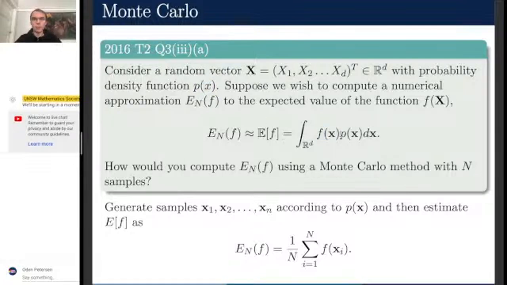I guess a concrete example would be, if we wanted to estimate the expected value of the square of a normal random variable, what we could do is set that up as this integral where f is x squared, and p of x is just the probability density function of a normal random variable. And so that's how to represent it in integral form.